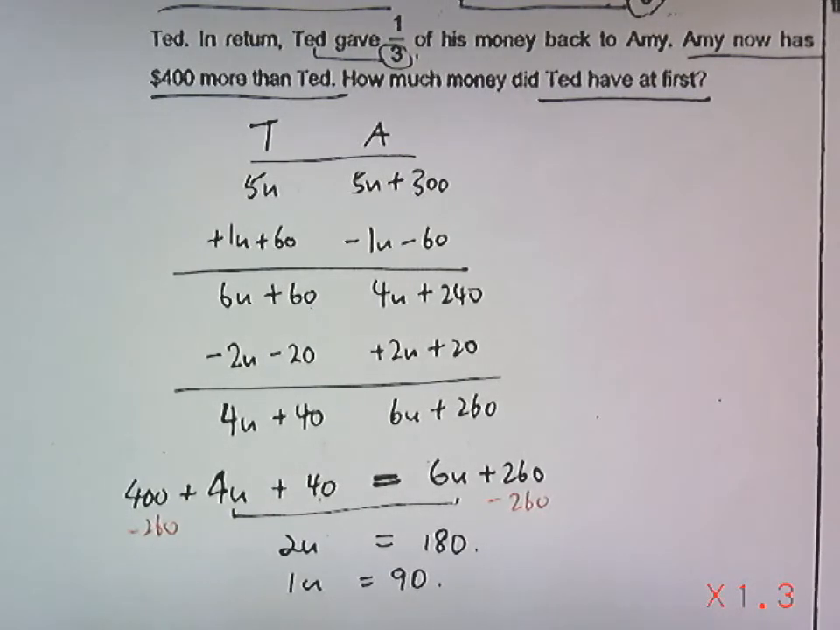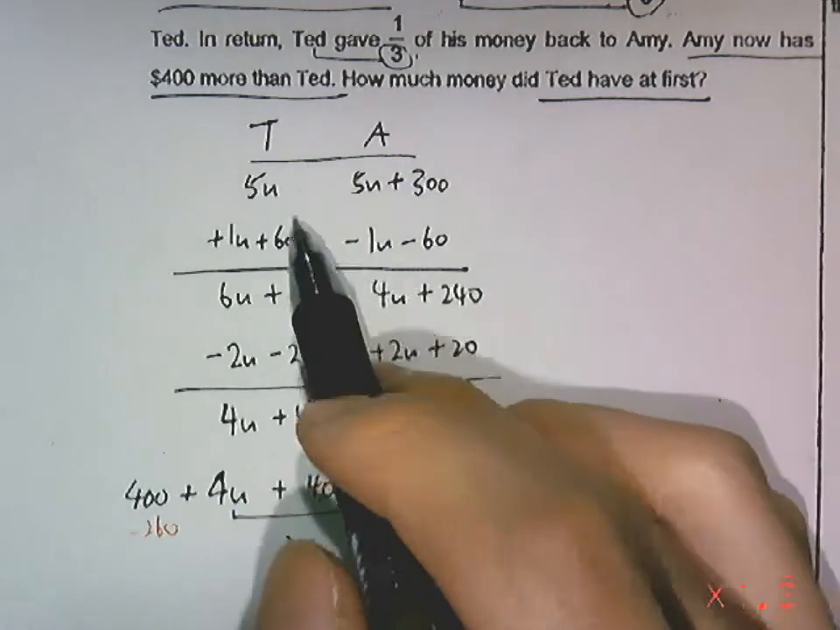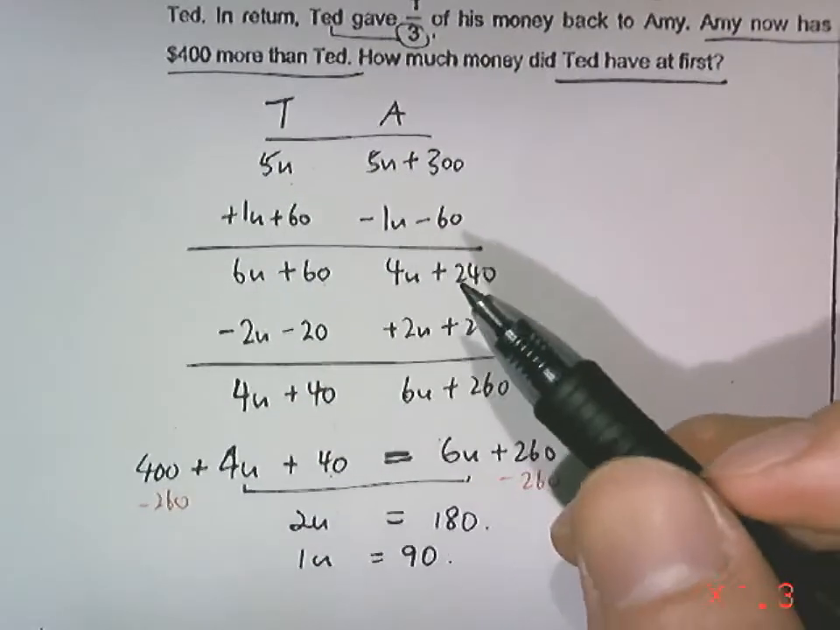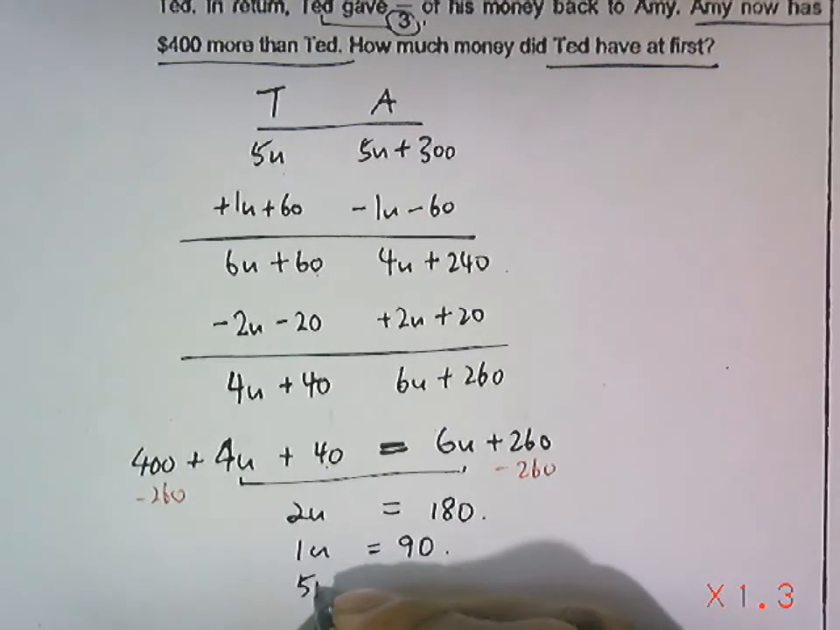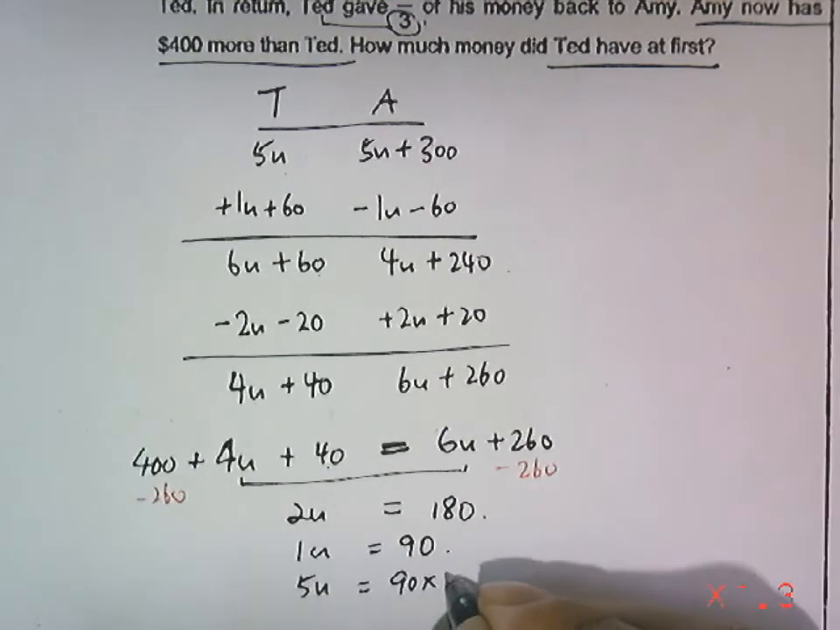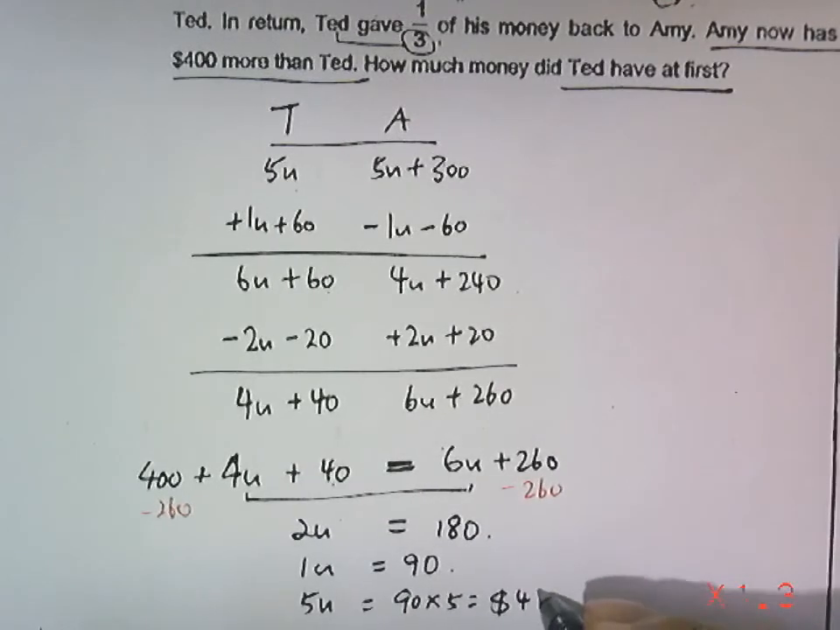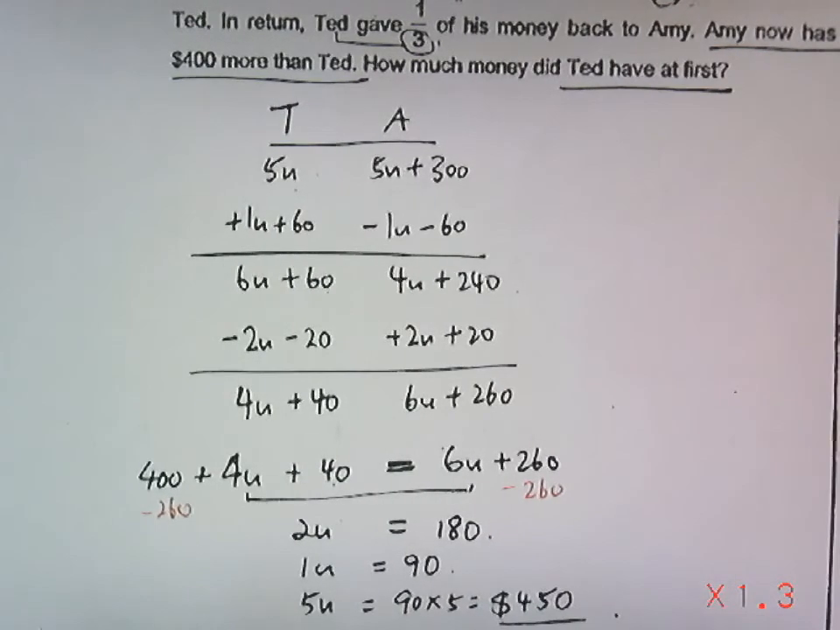Question asked, how much money did Ted have at first? So Ted at first, simply 5 units. 90 times 5 is $450.